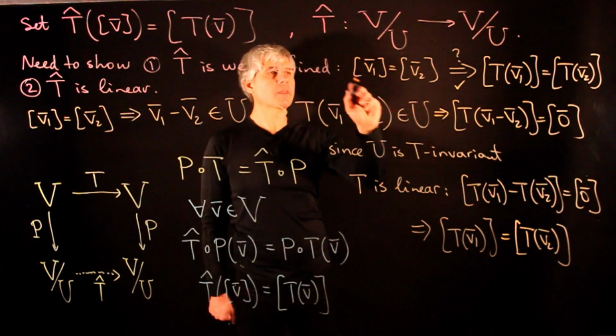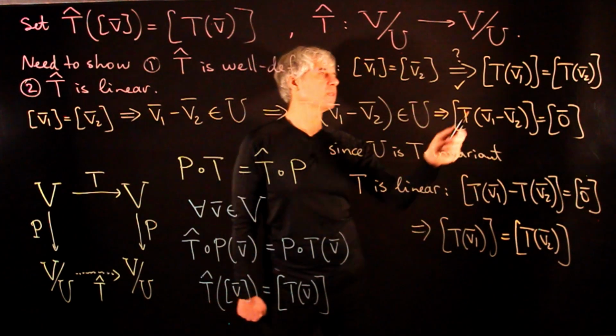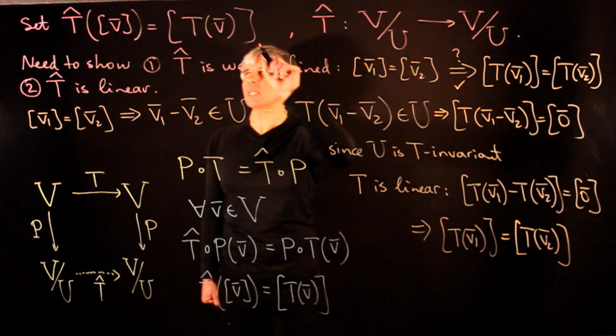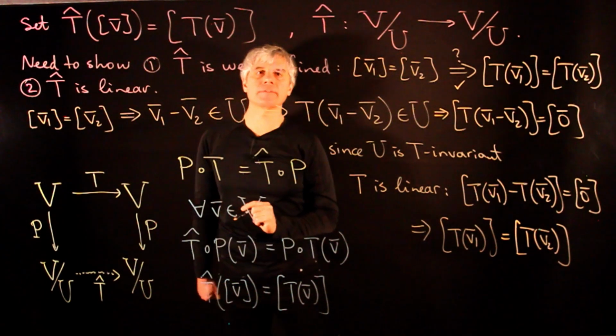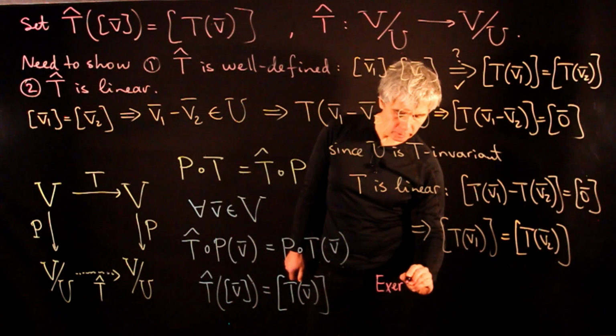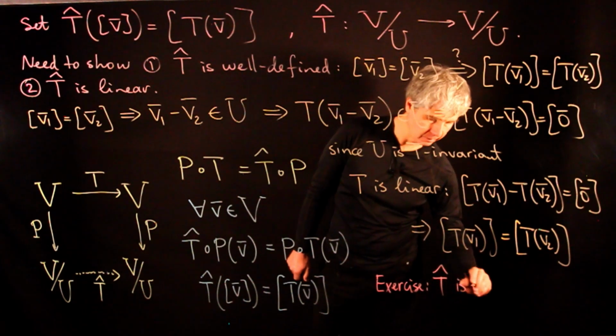So we assumed that the classes of v1 and v2 are the same, and we proved that the classes of T of v1 and T of v2 are also the same, which means that T hat is well defined. Now, as an exercise, I leave it up to you to prove that T hat is linear.